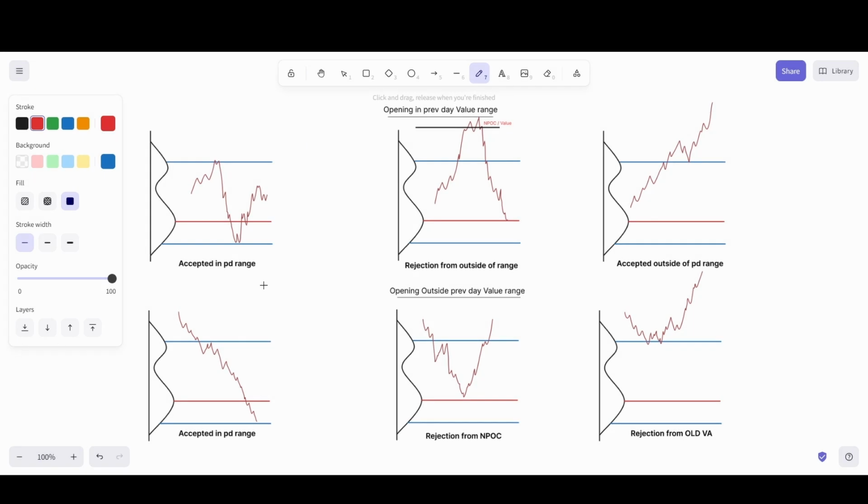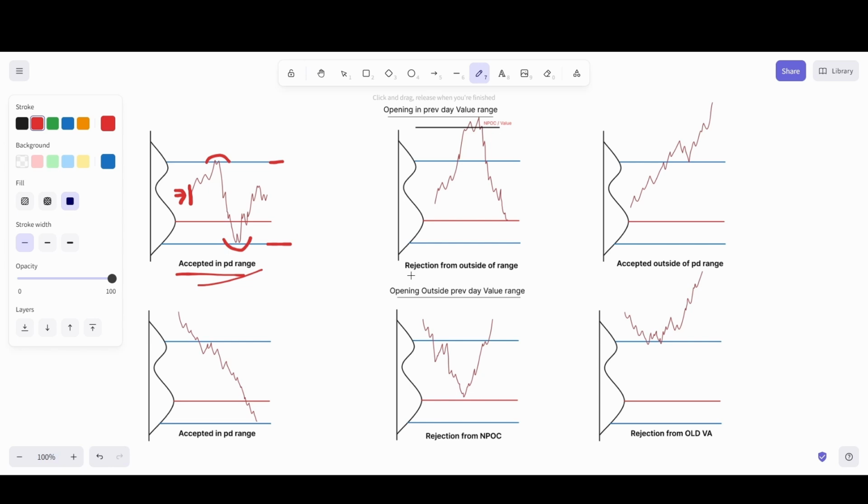In front of you I made some templates regarding acceptance and rejection. Let's start with the first one, acceptance in the previous day range. Let's suppose this is the previous day value area range, and we open somewhere here. This is the start of the next day profile or price action. Here you can see when it touches the value area high, it doesn't sustain outside. That means price is still accepted inside the range and is likely to go to the opposite side of the range. This is one of the basic profiles in which price opens in the previous range and stays in the previous range only. So this is one of the ranging profiles.